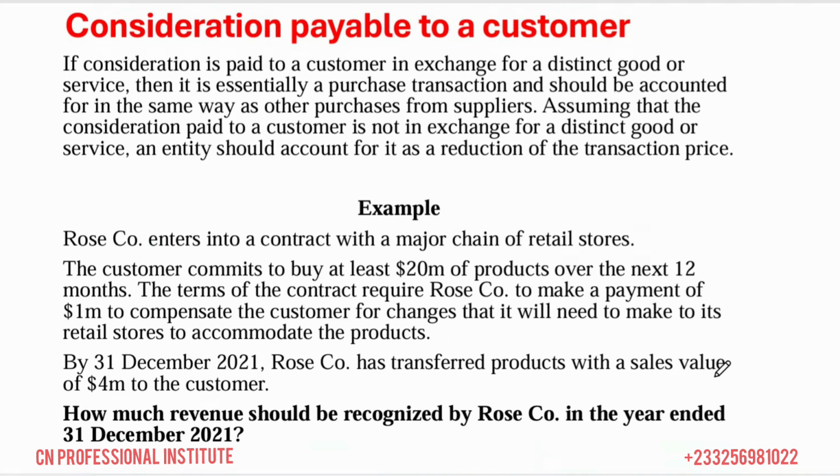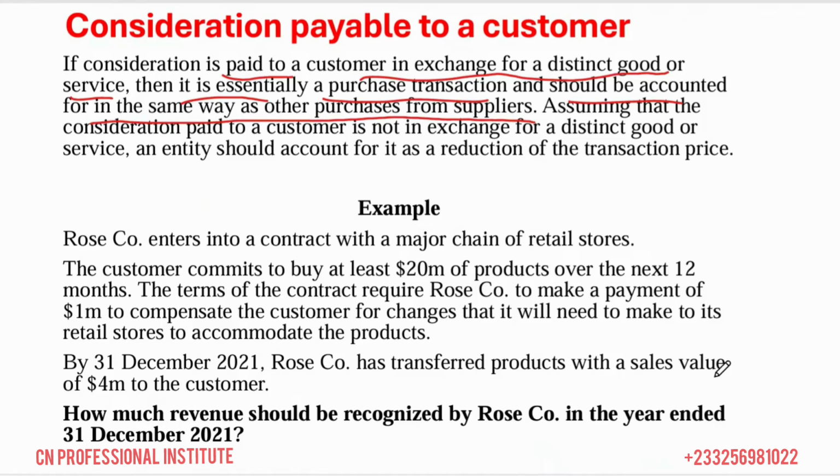It says if consideration is paid to a customer in exchange for a distinct good or service, then it is essentially a purchase transaction and should be accounted for in the same way as purchases from suppliers. So if you pay an amount of money to your customer, let's say you have a contract with the customer, any consideration you pay to a customer in exchange for goods, we should treat it as a purchase. So you pay 2 million to your customer and your customer is giving you goods back.